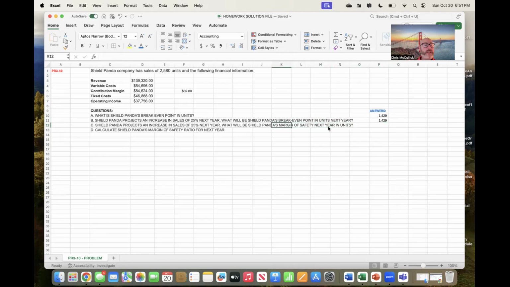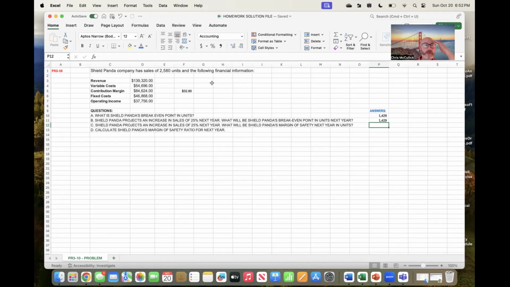Okay, now we'll move on to the next one. It says Shield Panda projects an increase in sales of 25% next year. What will Shield Panda's margin of safety be next year in units? This will change because remember, the margin of safety is going to be the amount of units we sell versus the amount needed to break even. So if we're selling more, then obviously that will change.